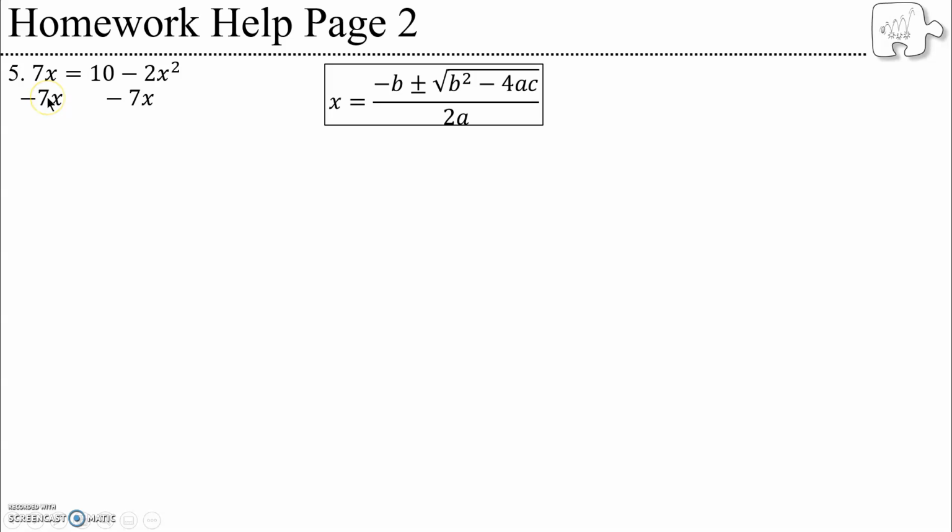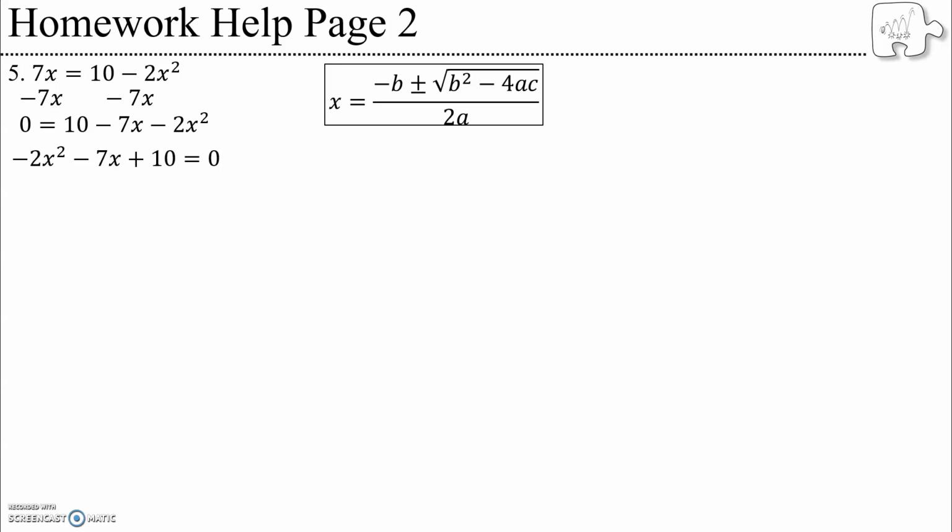7x minus 7x gives us 0 like we want. And then we have 10 minus 7x minus 2x squared. We can't combine the 7x with a constant or an x squared, so we'll just put it in the middle. Now, just to make it easier for ourselves, in order to get it into normal form, we want it to go x squared, x, constant. So we'll put the negative 2x squared first. The negative stays with it, then minus 7x. And since this is a positive 10, we're going to say plus 10.